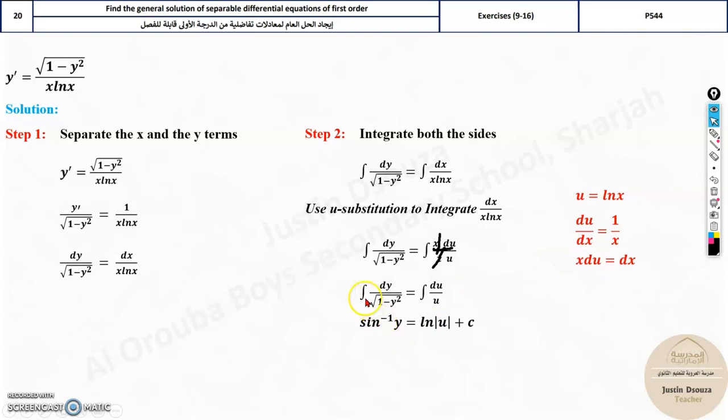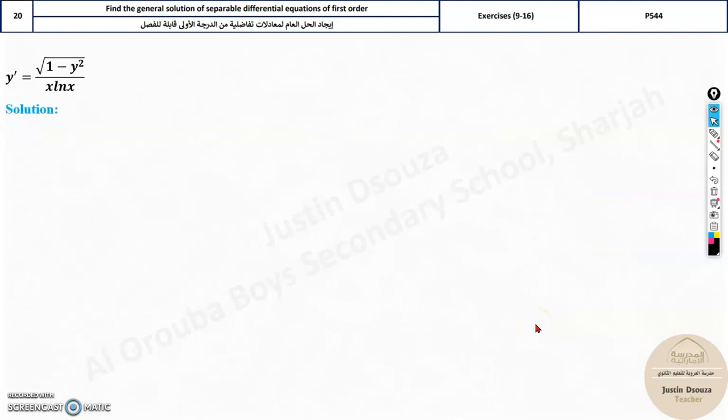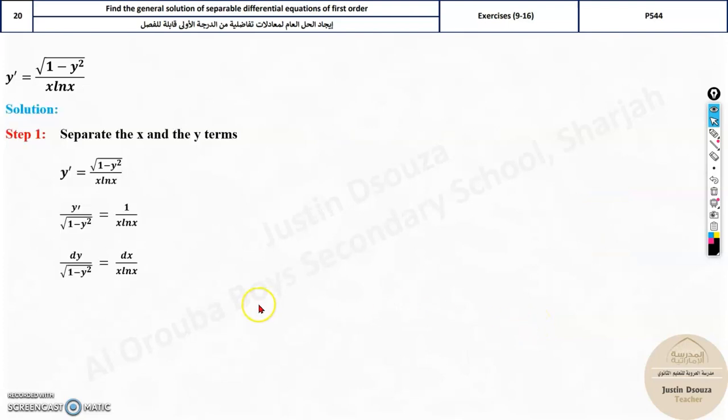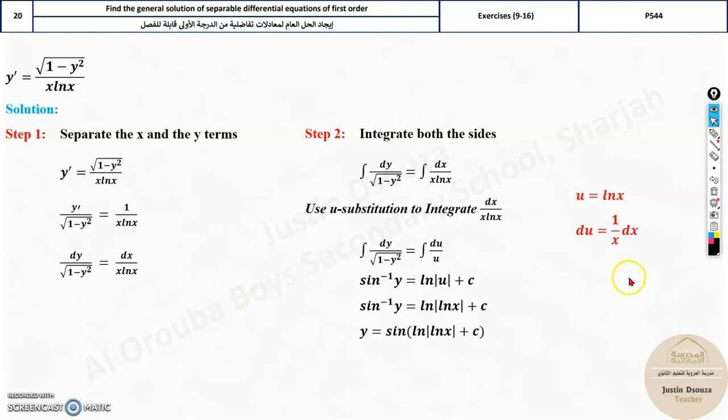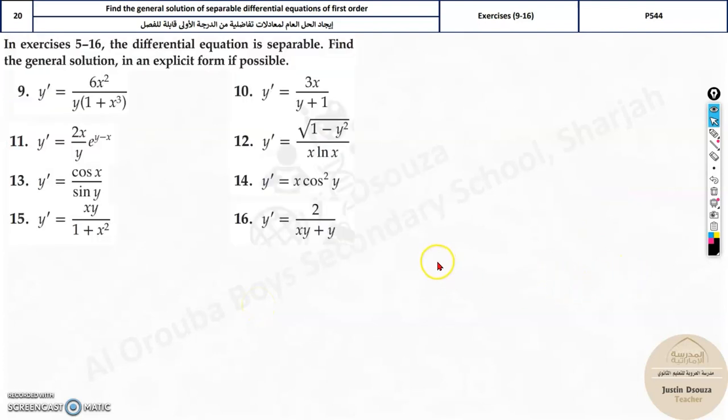It is not over. You need to take sine on both sides to remove this. That's not yet over because u is not substituted back. Now it is natural logarithm of natural logarithm x plus c. Now take the sine to the other side and you will get the answer. Why? Because it's sine inverse. Take sine on both sides, sine and sine inverse cancel, and you're remaining with sine. This is the final answer. Sorry, that was repeated by mistake. That's the answer, it's the same thing.